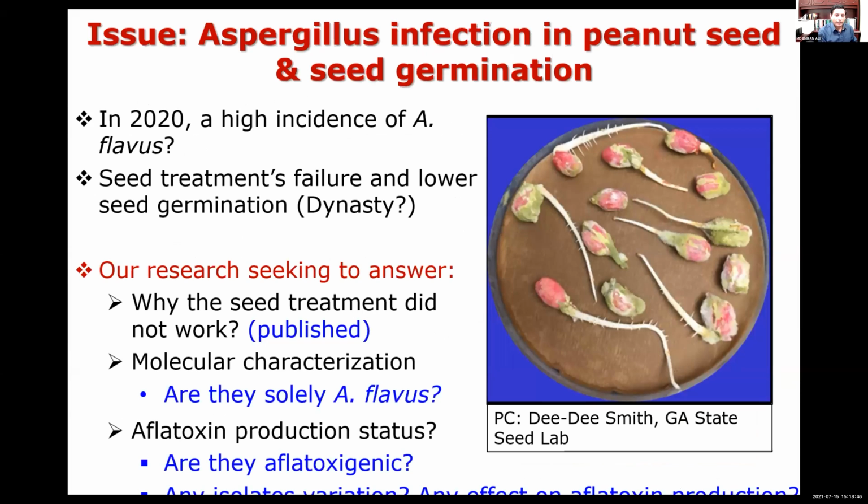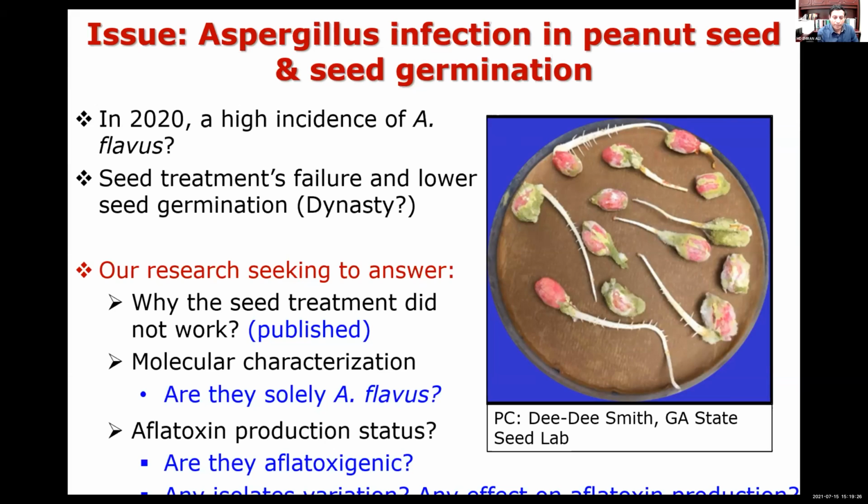So what's the issue? I think in the previous two talks, we became clear about that. In 2020, we had a huge issue regarding our peanut seed contamination by Aspergillus. The traditional seed treatment chemistry available at that time, Dynasty, did not act properly, so the seed treatment failed and, as expected, we saw lower germination. At that time, we focused our research on seeking a couple of answers. Why did the seed treatment not work?